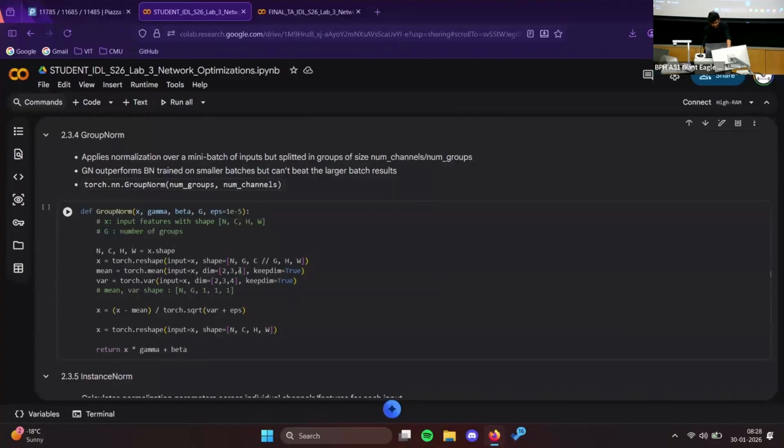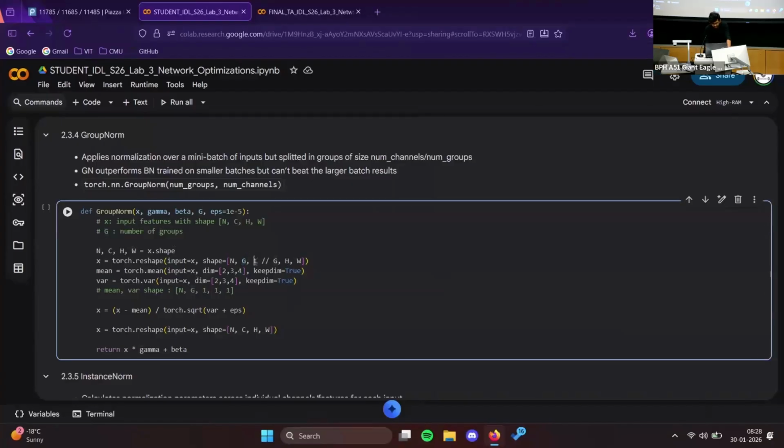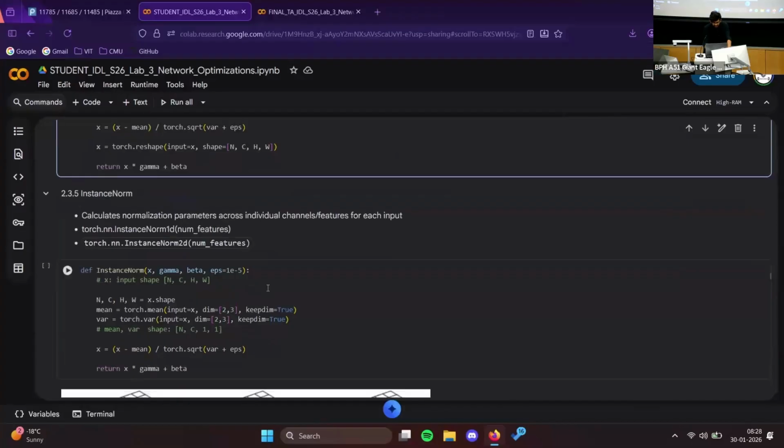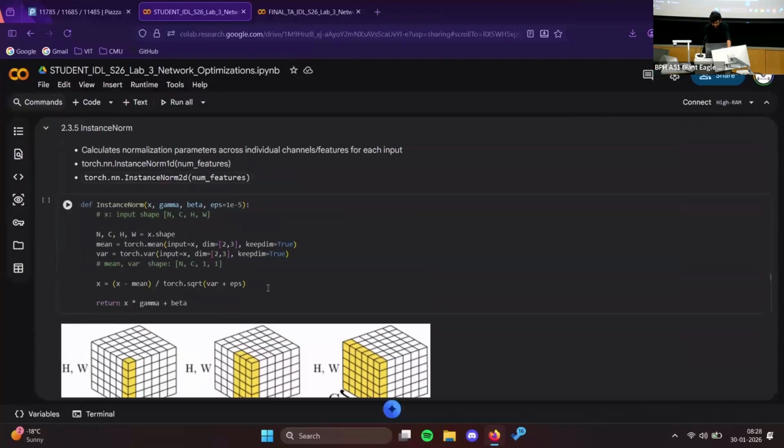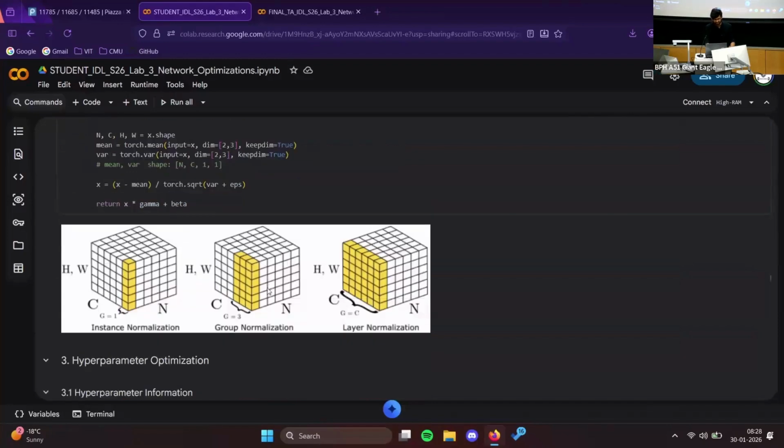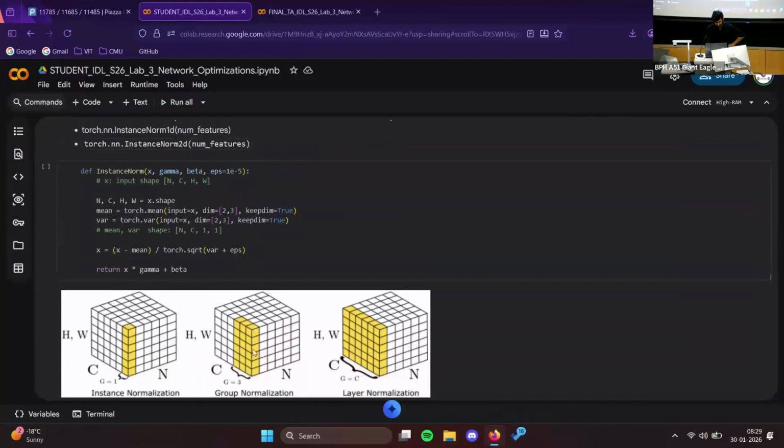That's what is being given in this cell. So G is the number of groups, and C by G will give us the number of channels in each group, and then we'll take the mean in these 3 dimensions. And instance norm is like a subset of group norm where the group size is literally 1. So in this picture, you can see the difference between group norm, instance norm, and layer norm. You can also think of layer norm as a generalization of group norm where the group size is 3, whereas instance norm is just group norm with group size as 1.